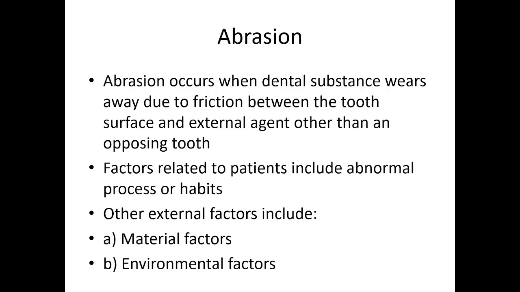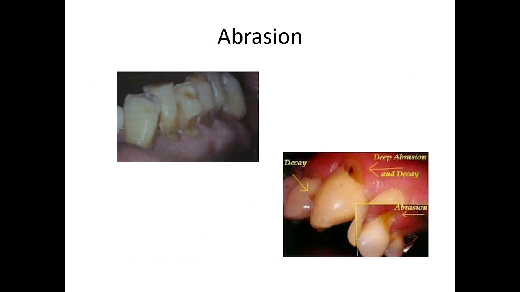As for restorations, unglazed porcelain causes abrasion of the opposing natural teeth. Environmental factors also include exposure to dust and grit in some working places. As with attrition, the condition is rarely caused by a single factor, with erosion being a common cofactor. This is a typical picture showing abrasion, and we need to differentiate it from decay.